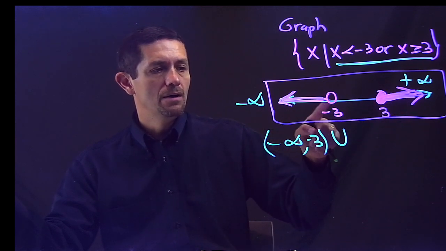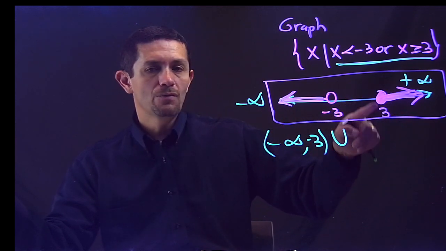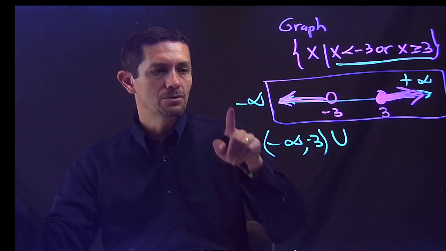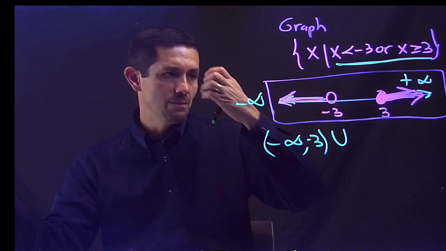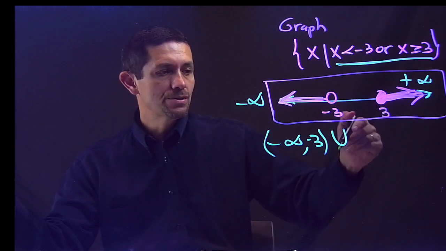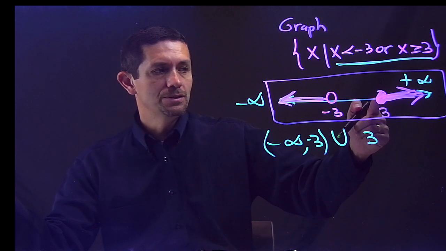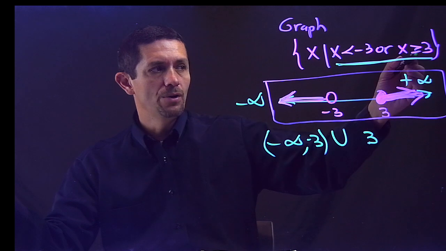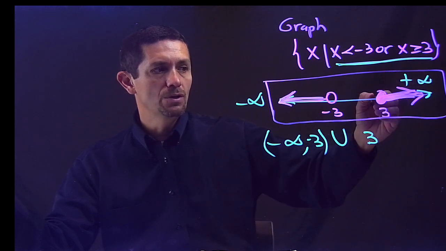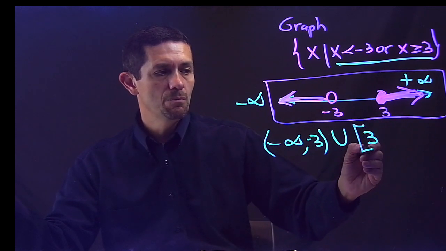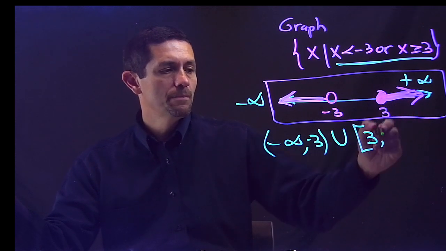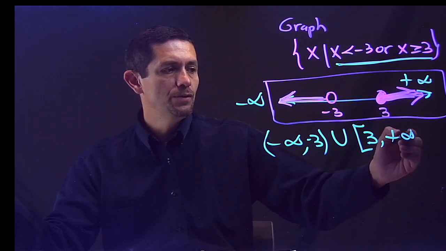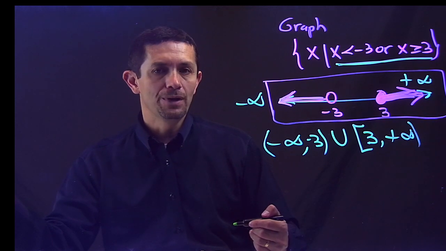Now, where is my graph starting? I go from left to right. Here, from left to right, the same thing. So it starts at 3 because it's shaded, it has an equal, so the 3 is included. Because it's included, I use a bracket. Comma, all the way up to positive infinity, which always uses a parenthesis.